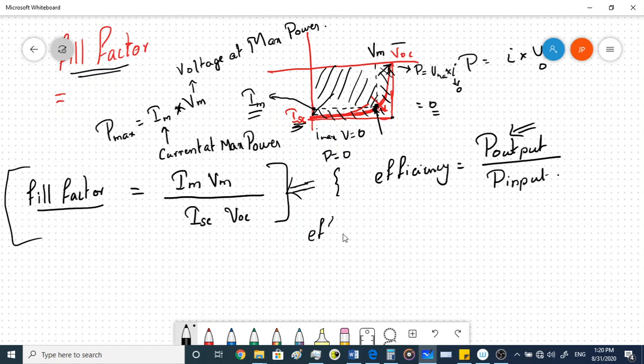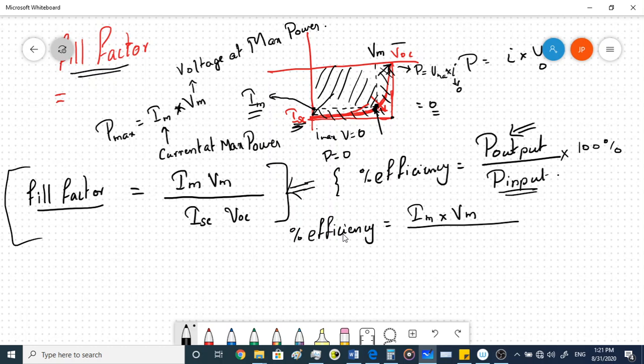So efficiency will be equal to the power at the maximum power point, which can be given as Im into Vm, divided by power input, into 100, for percentage efficiency. Now what is the input? What is the input power?